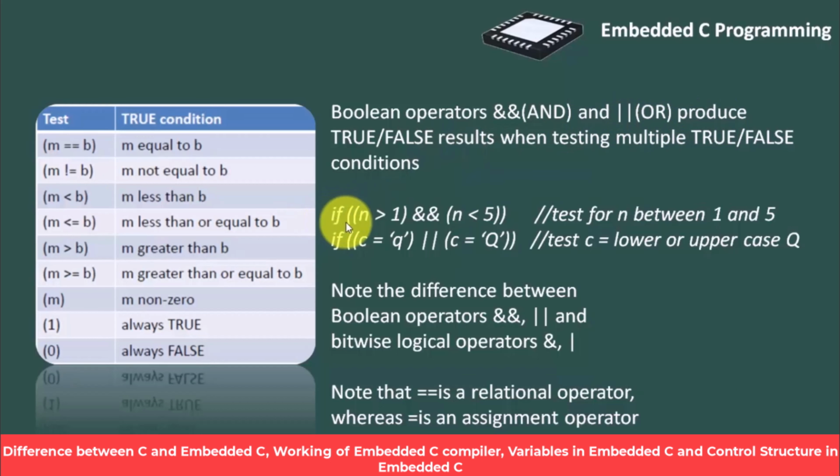Here is the example. If n is greater than 1 and n is less than 5, when both these conditions become true, then only the entire condition becomes true and the if statement gets executed. In this example, if either of these conditions is true, the if statement will get executed. Please note that double ampersand and double vertical line are Boolean operators and not bitwise operators. Bitwise operators are written with a single ampersand and a single vertical line. Also note that double equal to sign is a relational operator, whereas single equal to sign is an assignment operator.